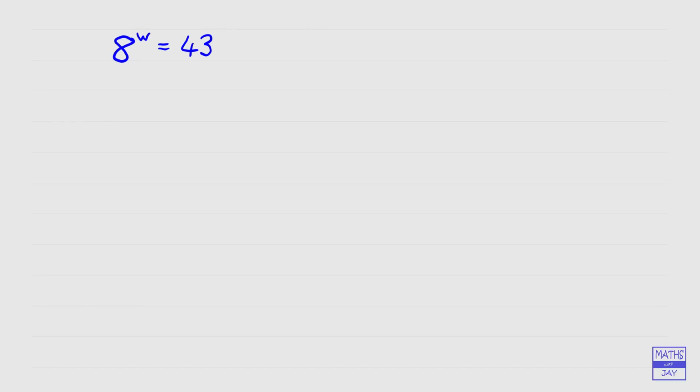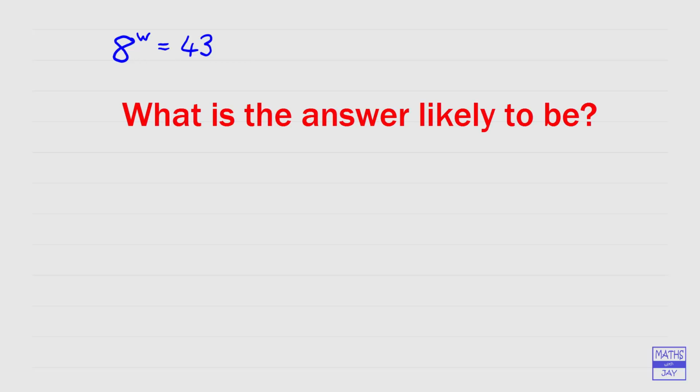So here we've got an exponential equation. The unknown is a power. And before we actually go through the routine of solving it, it's a good idea to think about what we're expecting the answer to be. So we've got 8 to the power of something is going to be 43. Well, we know that 8 to the power of 1 is 8, and 8 to the power of 2, that's 8 squared, and that's 64. So we know that the answer is going to lie somewhere between 1 and 2. So we're expecting an answer of 1 point something or other.